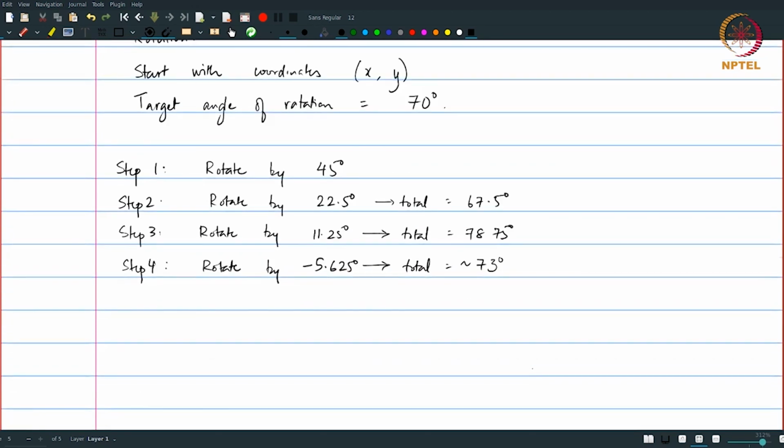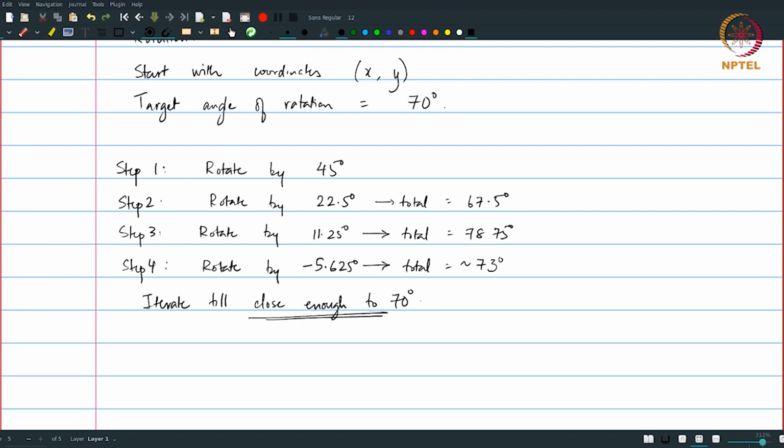I keep doing this till I'm close enough to 70 degrees. How do I define close enough? This is where the numerical representation and the precision of the numbers comes into the picture. I need to choose sufficient number of bits and sufficient number of iterations so that I have come close enough to the answer that I finally wanted. This is of course left as a choice to the designer.